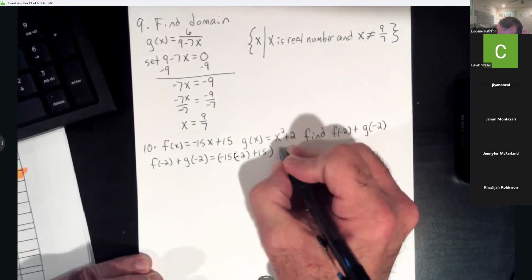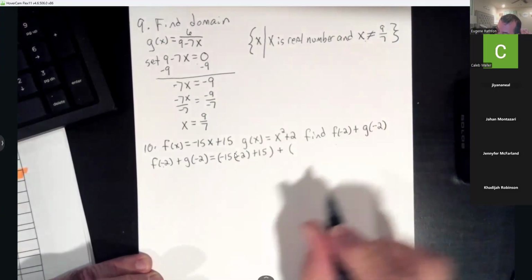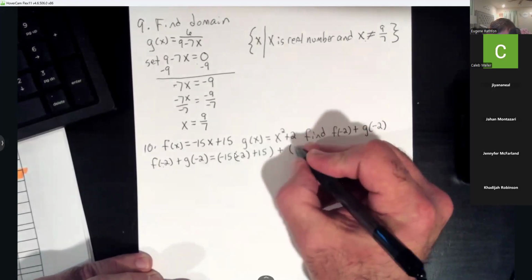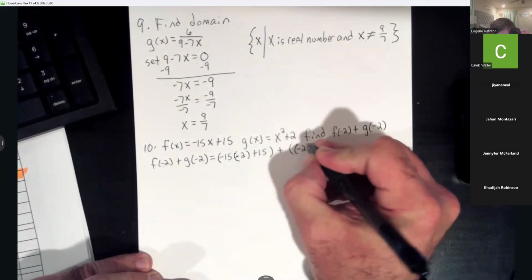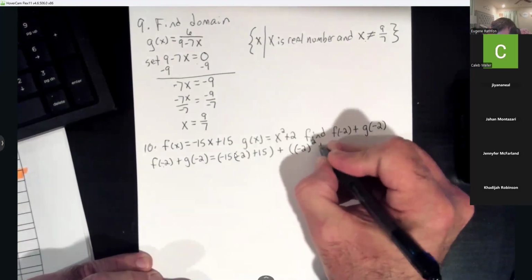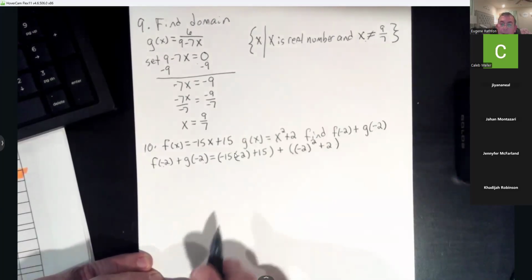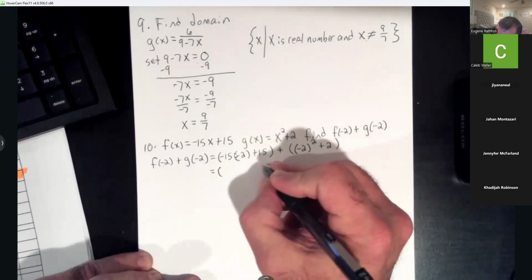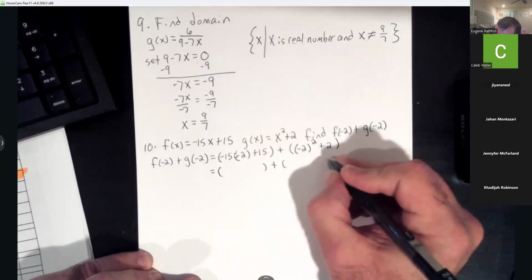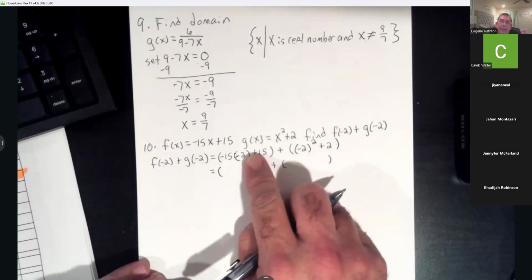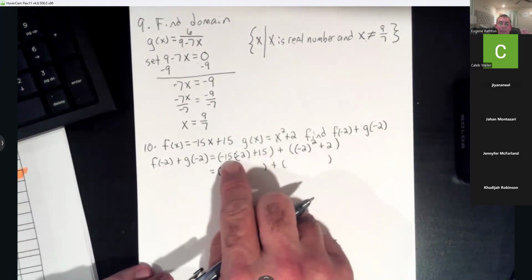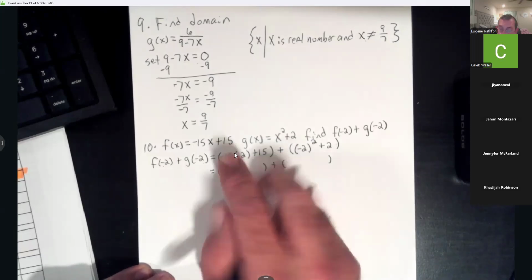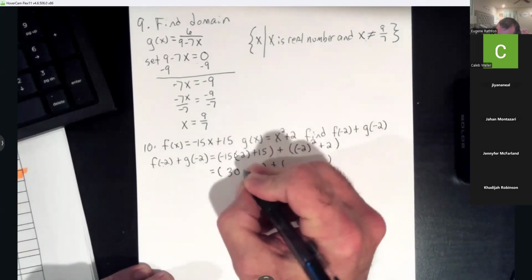All right, close the parentheses, plus, open the next ones. That's x squared, so I'm putting a negative 2 in for the x squared. So that's going to be negative 2 squared plus 2. All righty. I'm going to work inside the first parentheses and work inside the second parentheses. So order of operations, I got to multiply first. So a negative times negative makes that a positive 30 plus your 15.